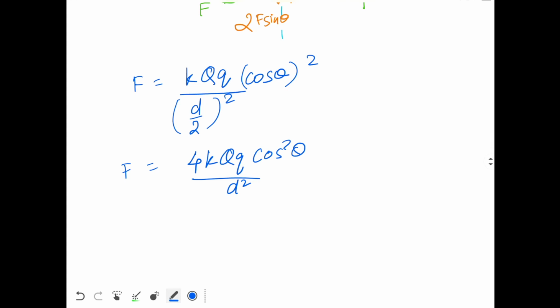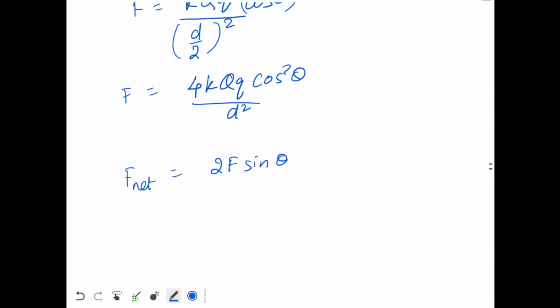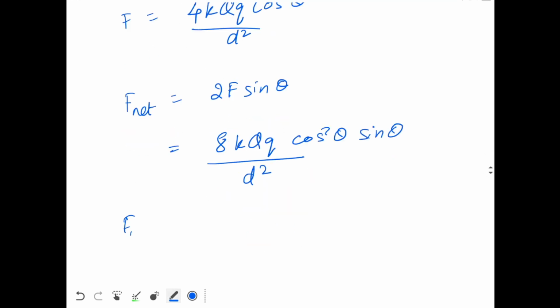Okay, so the net force on the charge will be how much? 2F sin theta. So this will be 8kQq cos square theta sin theta divided by d square. Or I could write it as F net equal to 8kQq by d square. Cos square can be written as 1 minus sin square theta, so this will become sin theta minus sin cube theta. Now I want the maximum force F.